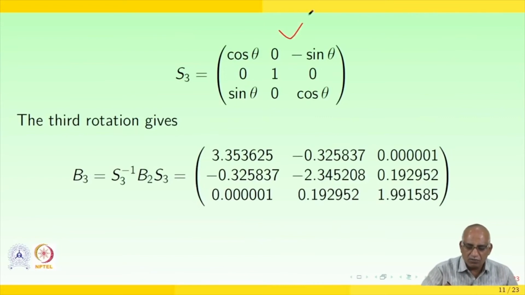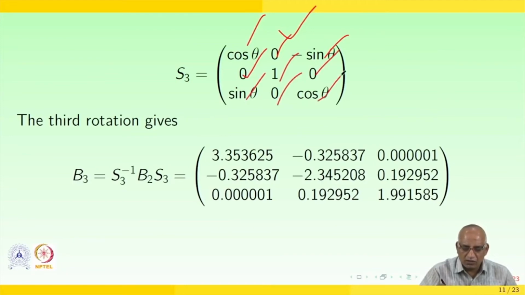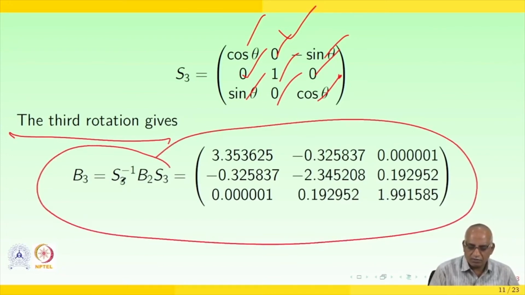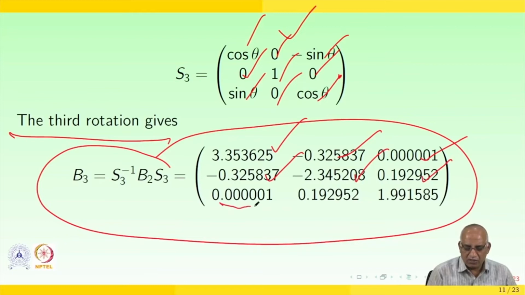And S3 is equal to cos theta 0 minus sin theta, 0 1 0, sin theta 0 cos theta. The third rotation gives you this matrix: 3.353625, minus 0.325837, 0.0001, minus 0.325337, minus 2.345208, 0.192952, 0.5001, 0.192952, 1.991585.